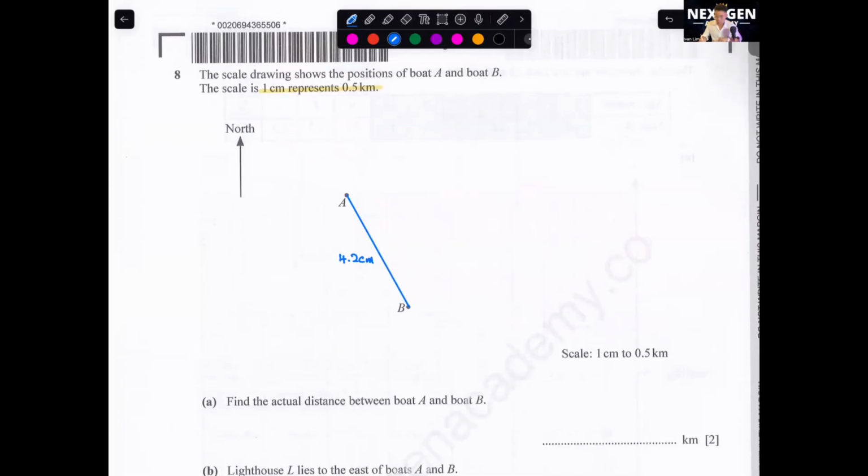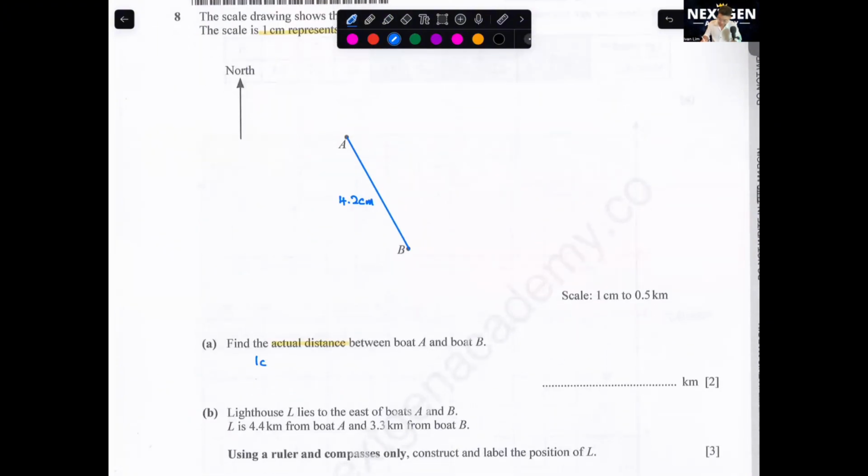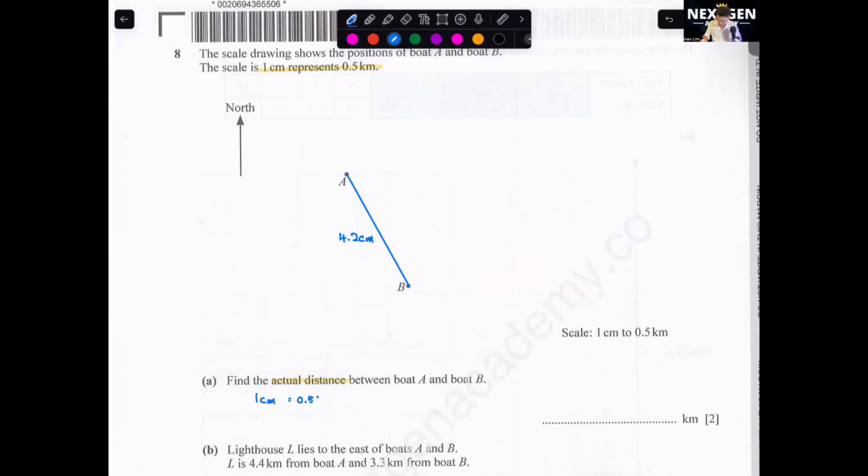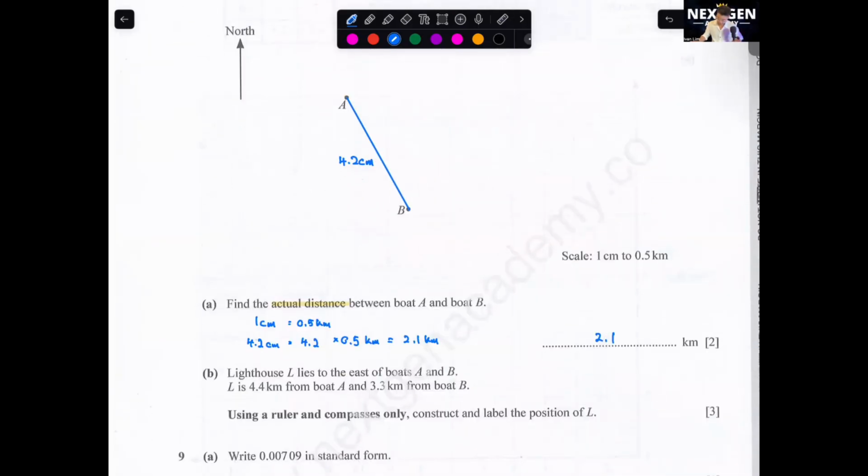4.2 cm represents how many km, because they want the actual distance. Since the scale is 1 cm equals 0.5 km, 4.2 cm will be equal to 4.2 multiplied by 0.5 km. 4.2 times 0.5 will get 2.1 km. The next one, question B. Lighthouse L lies to the east of boat A. L is 4.4 km from boat A and 3.3 km from boat B. Use a ruler and compass, construct and label the position of L.